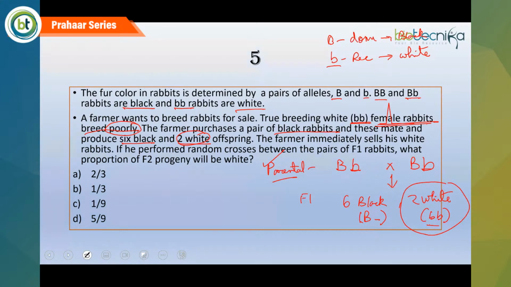Now he wants to breed more white rabbits. So the question is asking: if the farmer performed random crosses between the F1 rabbits. So what does he have left here? These 6 black F1 rabbits are left. Right? So if the farmer randomly picks any 2 rabbits from these 6 black rabbits and mates them, what is the chance that in the F2 progeny he will get a white rabbit?